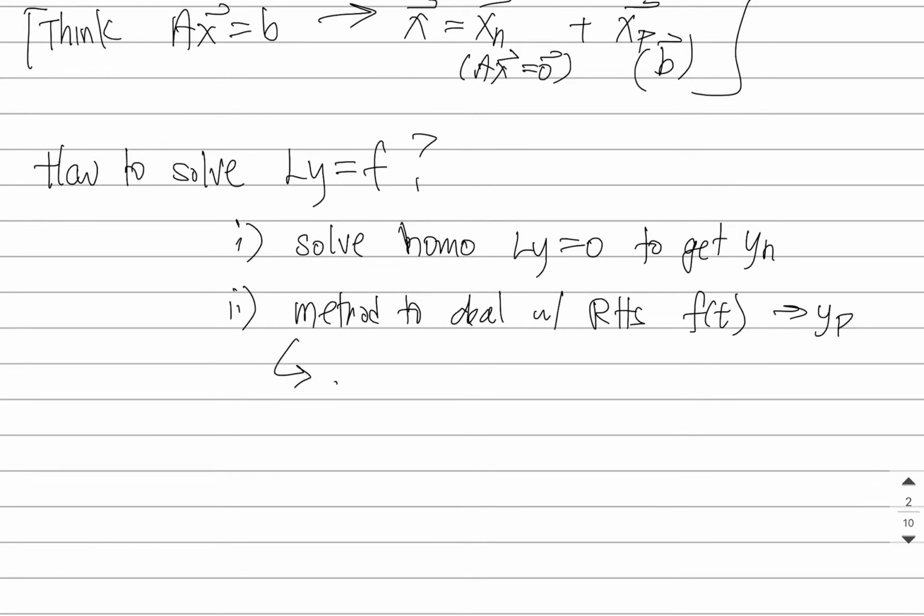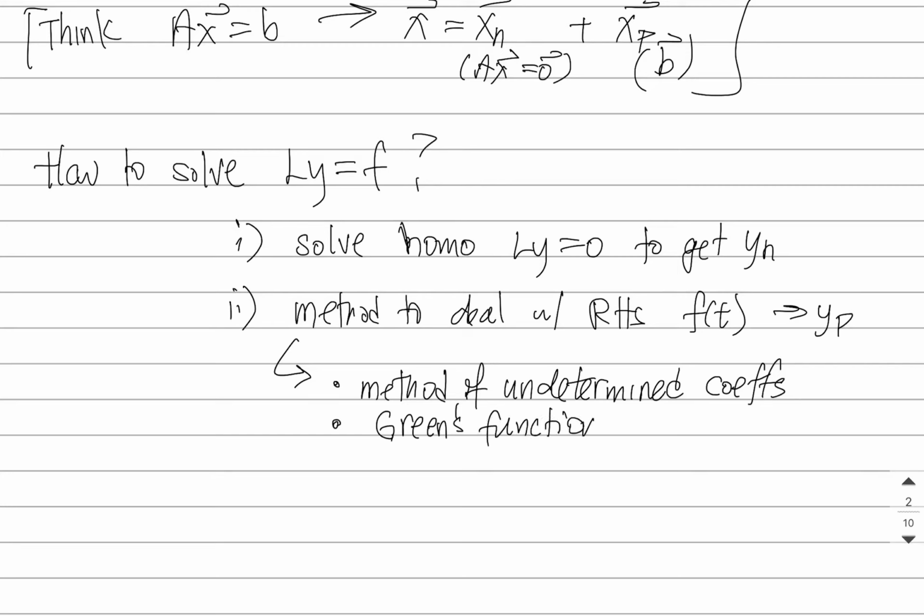Two common ways. One of them is called the method of undetermined coefficients, and that's what we're going to talk about in this series of videos. And then another one that's more slick is something that I'm going to call a Green's function method, and your textbook will call variation of parameters.